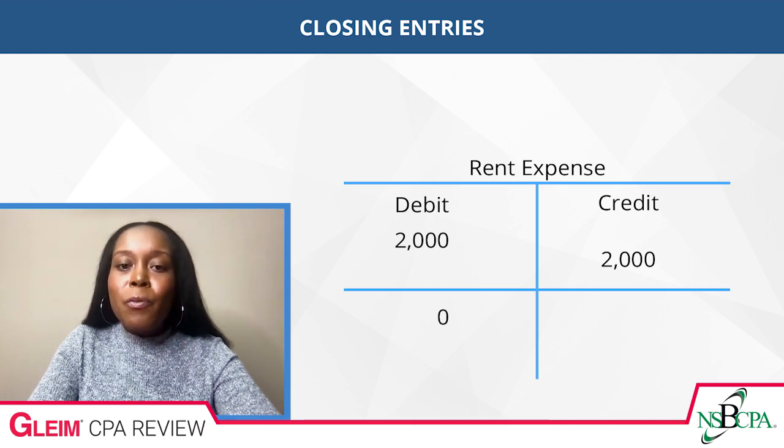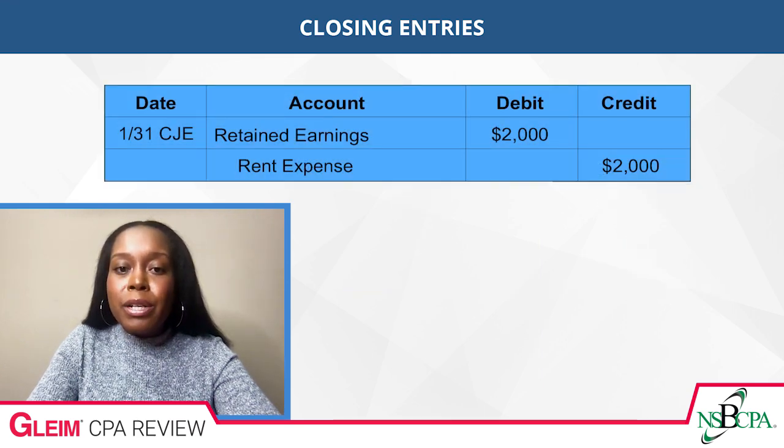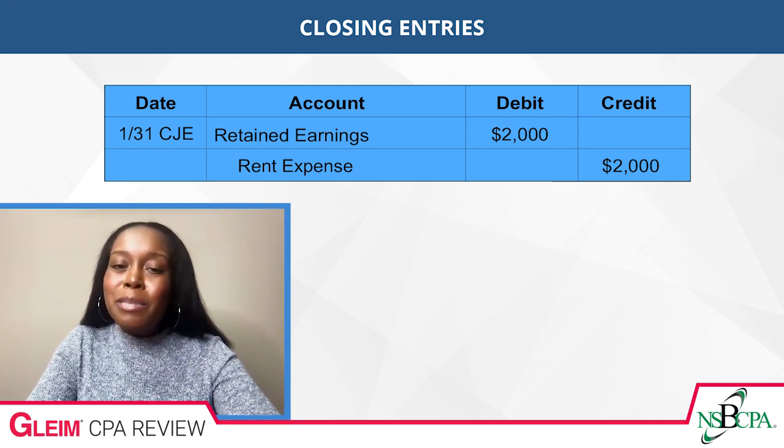For the expense, we have to credit the expense to make the ending balance zero. Here is the closing journal entry where we see the credit to rent expense. Remember, we close to retained earnings. In this case of closing an expense, we debit retained earnings. Again, this is pretty cool as the process matches the theory. Expenses reduce retained earnings.